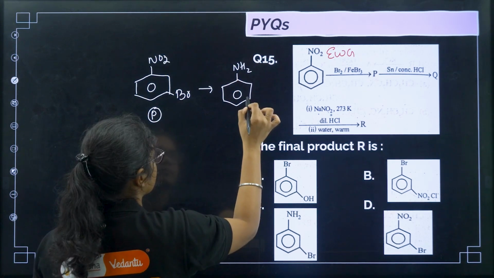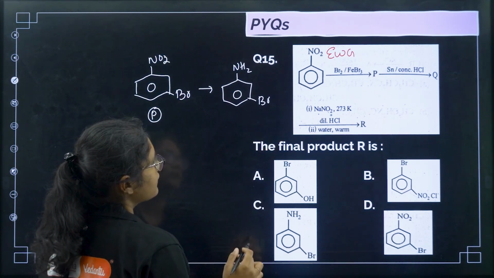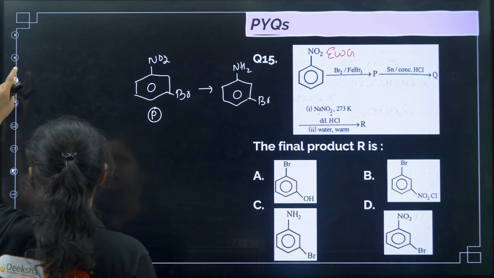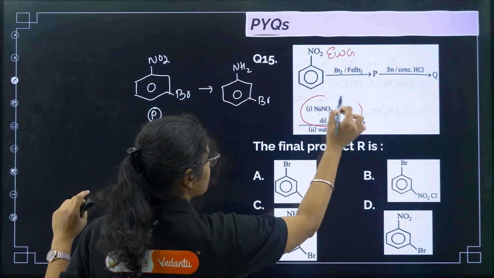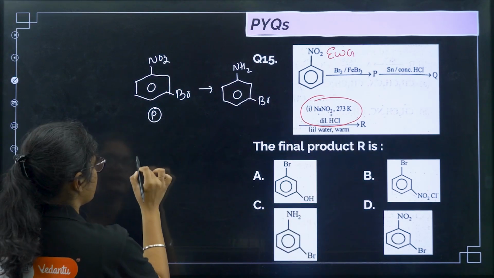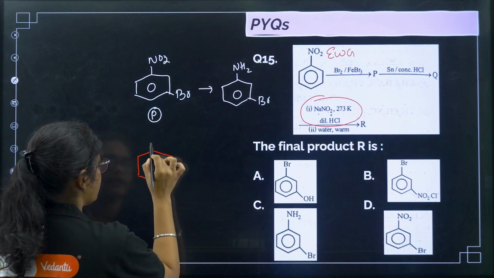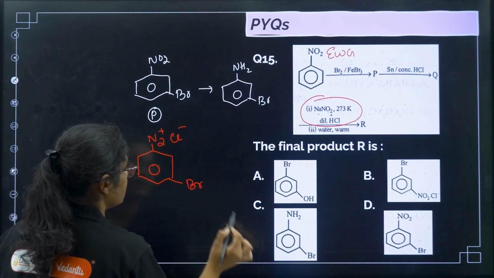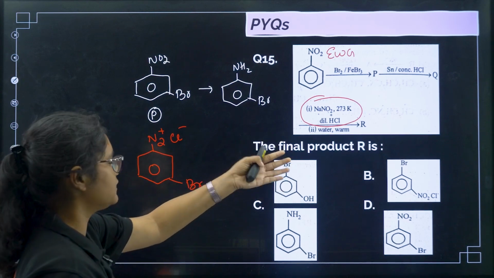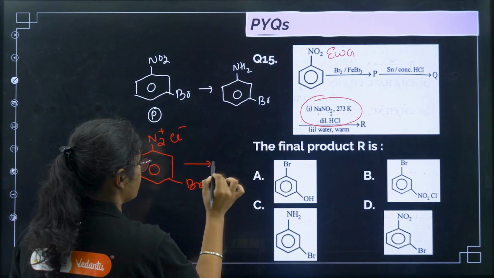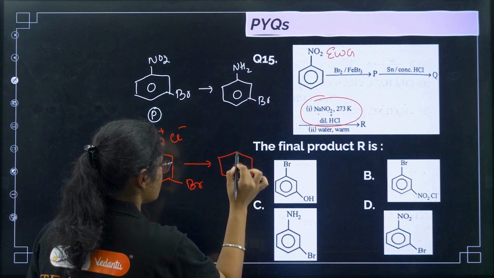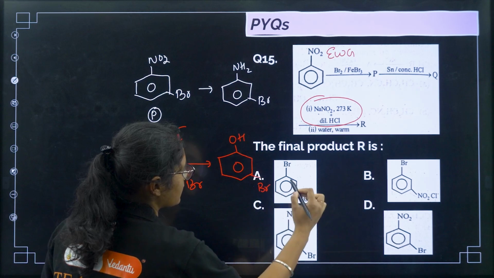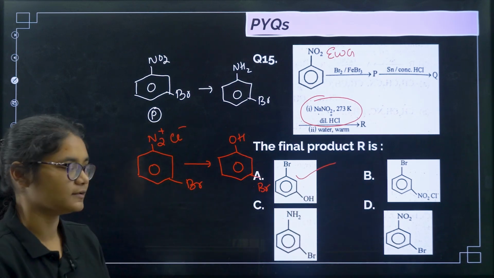NH2 with Br. Okay. Now you are treating with NaNO2 and dilute HCl. So this is what I told you, nitrous acid. So if you have aromatic amines and nitrous acid is there, that will give you benzene diazonium chloride. So we will get N2 plus Cl minus and bromine. Next, if you warm it with water, what happens? This gets replaced with OH. Okay. So you can see this is the correct answer. So option number A is the correct answer here.